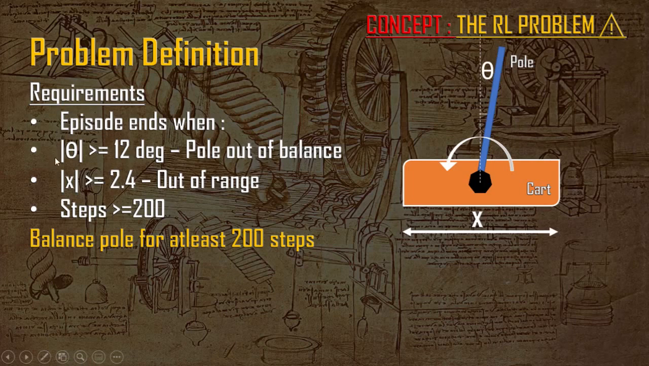We should end the episode in three conditions. One is when the steps are greater than 200 and it's balanced, then the problem is essentially solved and we should be ending the episode. But there are two other cases which are not ideal. When theta, the angle, is not good enough to keep the pole straight, we would end the episode and we would try again. Same for the movement x.